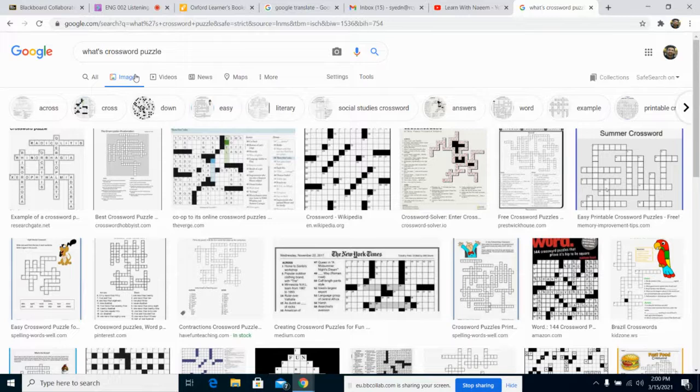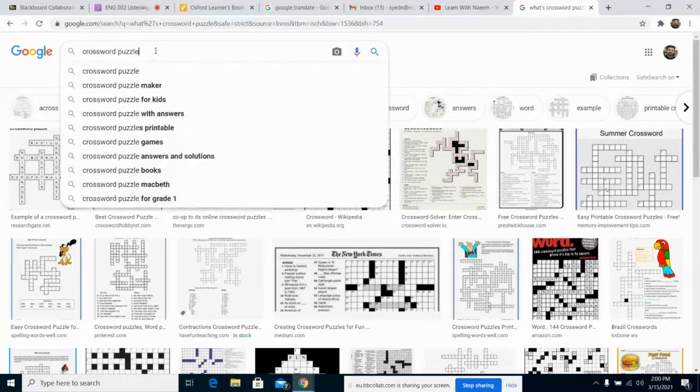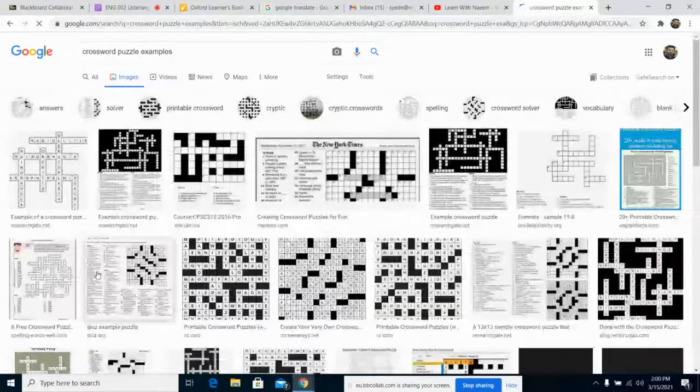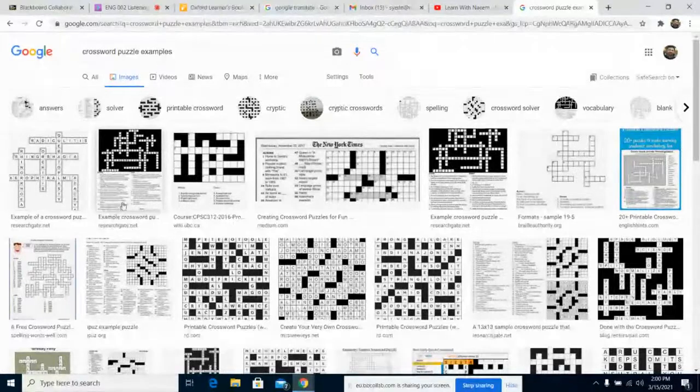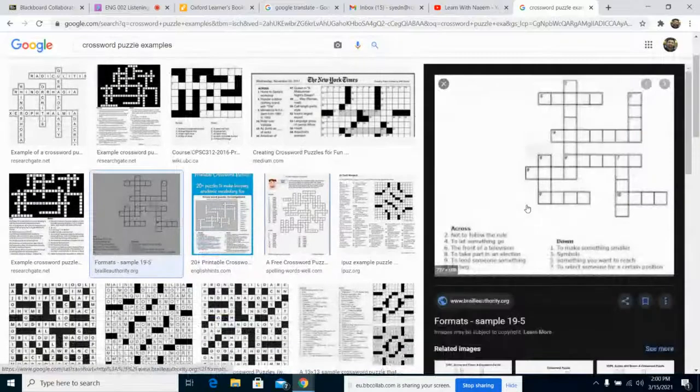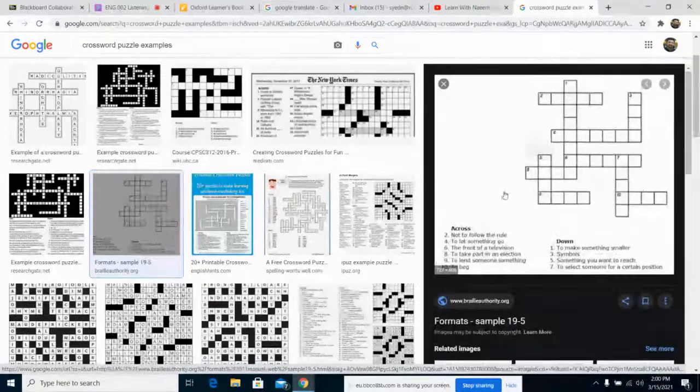Are you interested to solve some crossword puzzle? Okay. Let me give you an example. Let me try to find an example. If possible, I don't want to find a very difficult one. This is the kind of thing. In English, if you want to learn more vocabulary, you can use crossword puzzles a lot. Look, this is a crossword puzzle. It has vertical and horizontal lines.